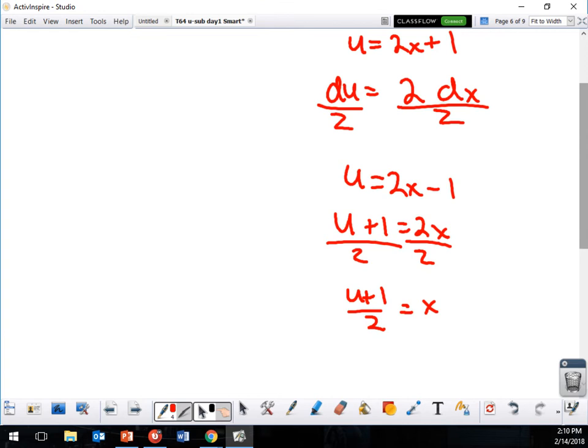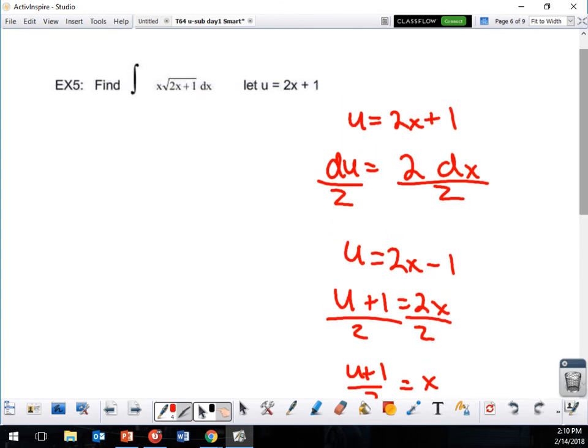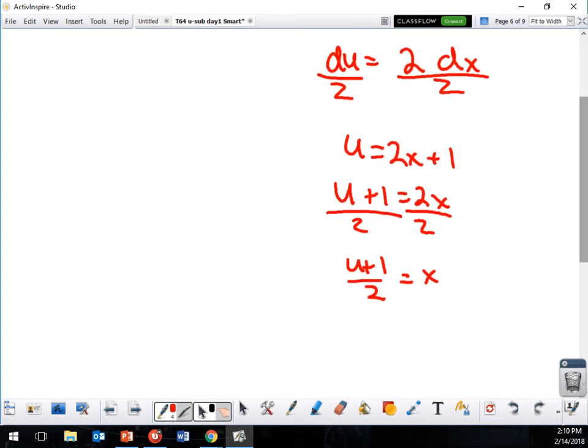That's wrong. It's u minus 1 over 2. u equals 2x minus 1. Are you sure? You wrote it wrong. Oh, minus 1. You're right. I did write it wrong here. So it should be... I'm sorry. You silly teacher. I know. It's okay, he's sick.